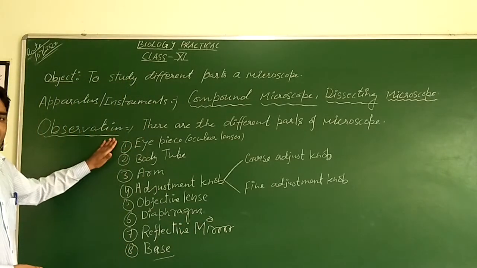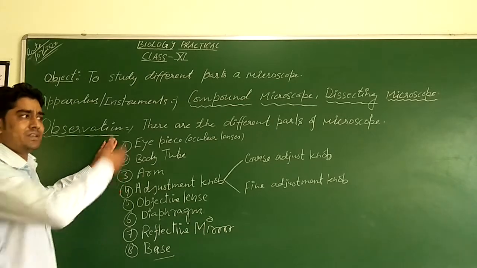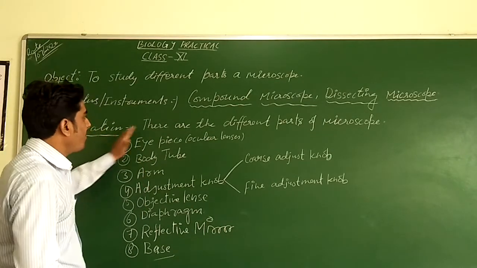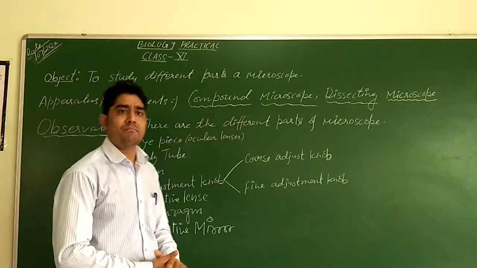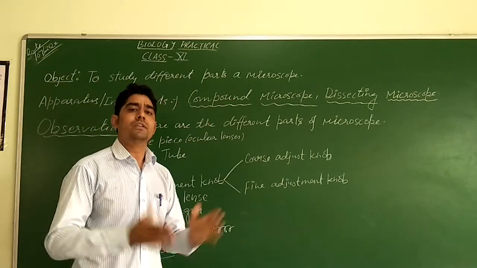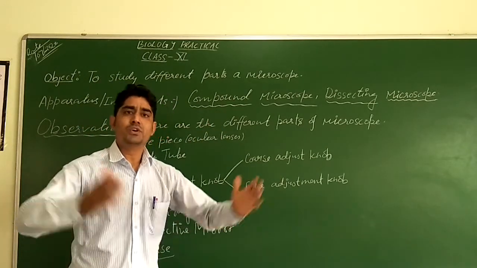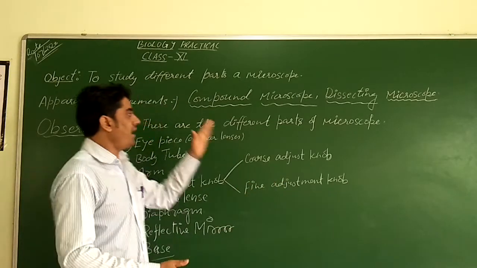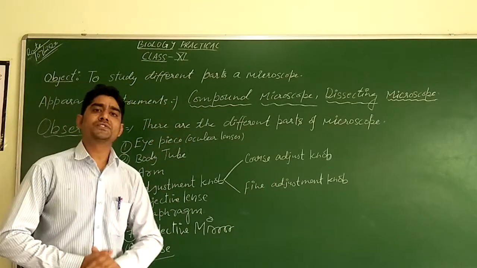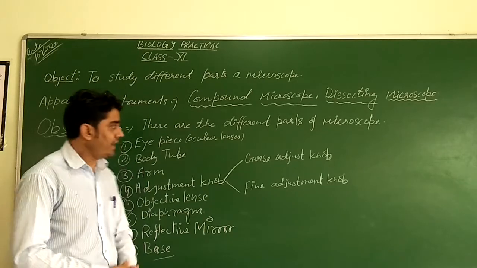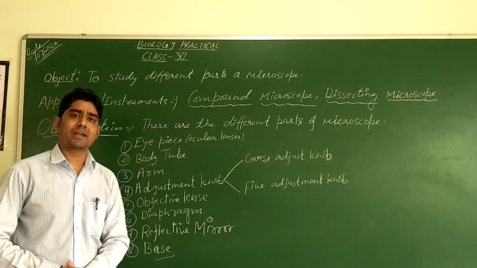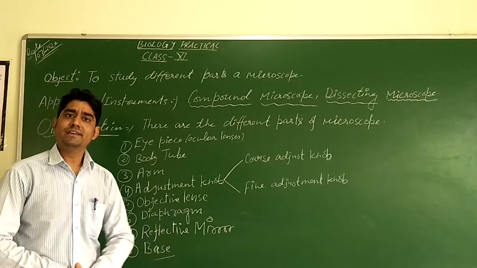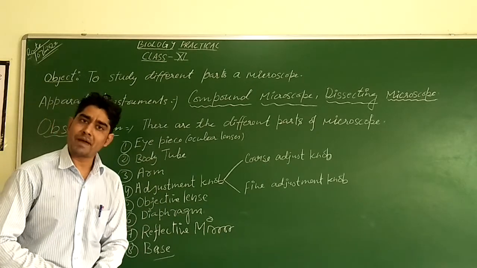Now, what is the observation? What are the observations and how many various parts of microscopes are there? Today we will explain every part of the microscope. Now let's see. This is the eyepiece. They are the different parts of microscope. We will see them in today's practical lecture.